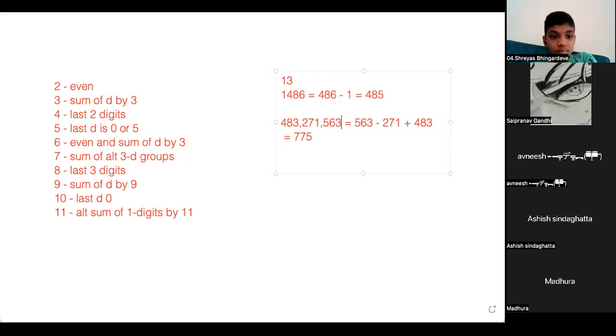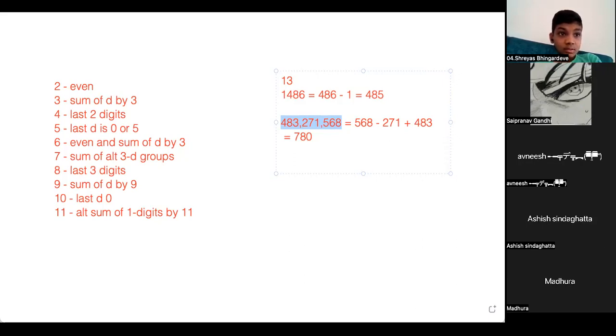8 remains. So instead of that, if you do 568, let us just do it. This number should be divisible because it will add 5 to it: 780, and 780 is exactly divisible by 13. So this number will be divisible by 13. So 483 271 568, do you want to check? 483271568 divided by 13, you get exactly, there is nothing after the decimal sign.